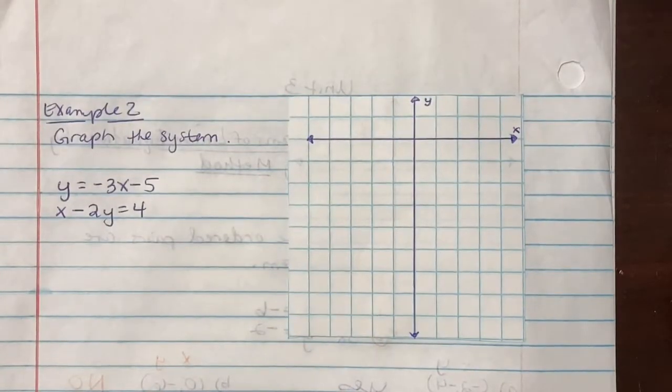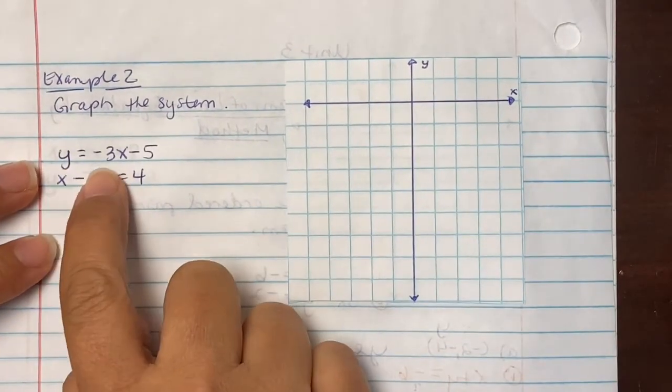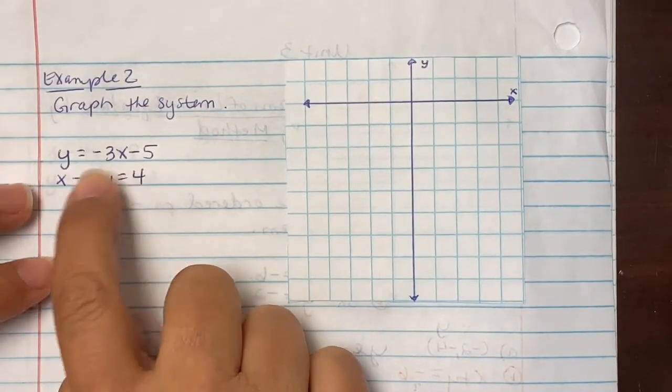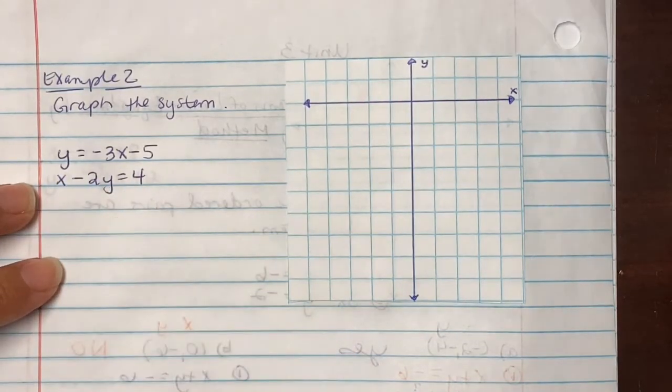So example 2 asks us to graph the system. They gave you two equations. The first one says y equals -3x minus 5, and the second one is in standard form, x minus 2y equals 4. So first thing, I'm going to number them 1 and 2.